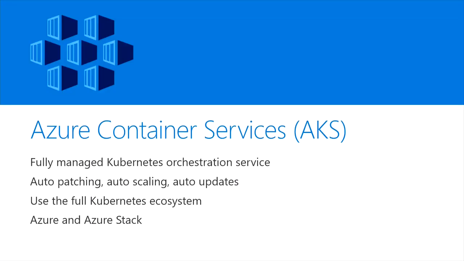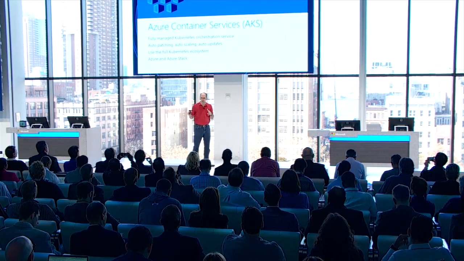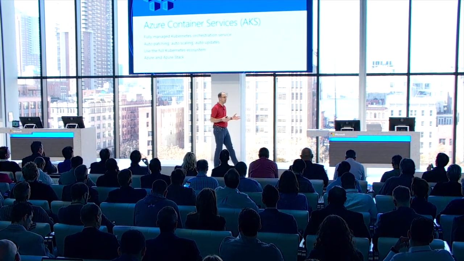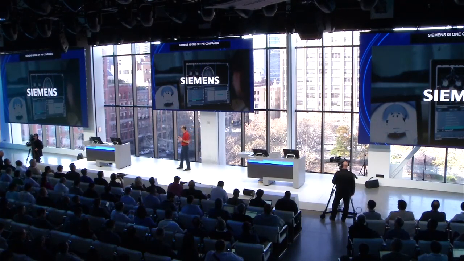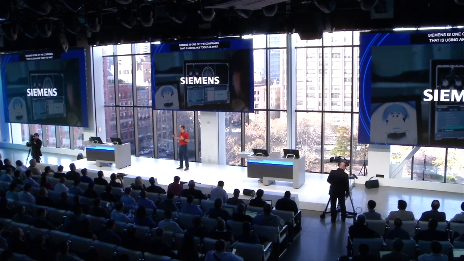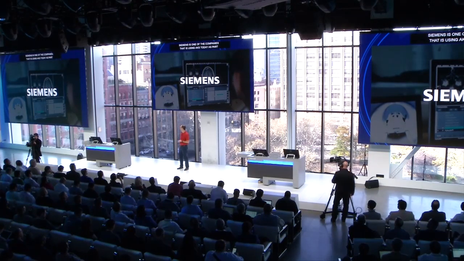You know, our new AKS service inside Azure provides a fully managed Kubernetes-based orchestration service. It provides auto-patching, auto-scaling, and update support. Enables you to really use the full breadth of the Kubernetes ecosystem when doing development. And it's going to be supported both in the cloud using Azure, as well as on premises using Azure Stack. You know, Siemens is one of the companies that's using AKS on Azure today as part of their healthcare solutions. And what I thought I'd do is let's play a quick video of them talking about how they're leveraging it to really help transform their cloud-based development experiences. Let's watch the video.